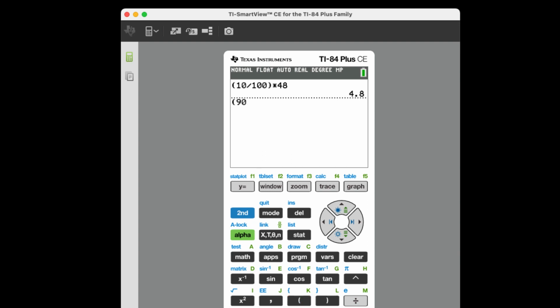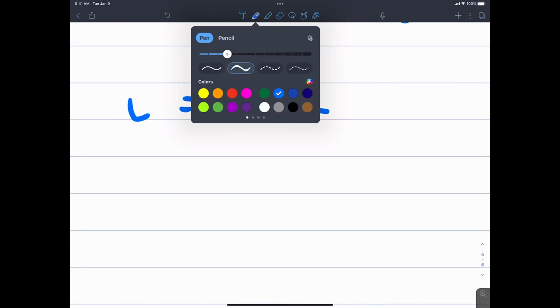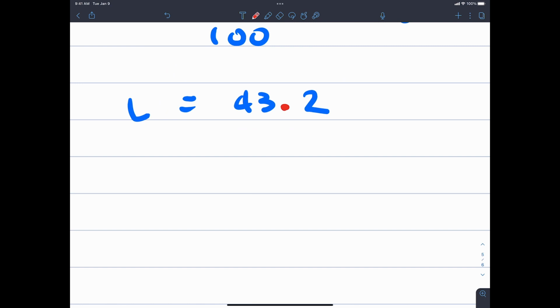So 90 divided by 100, close that, times what? 48. Is that a decimal? That's a decimal. So I'm going to write this decimal down. The decimal is 43 point what? 2. Okay? Now, because this is a decimal, what do we do? Round to the next whole number. Don't round off. Don't approximate. Round up to the next whole number.